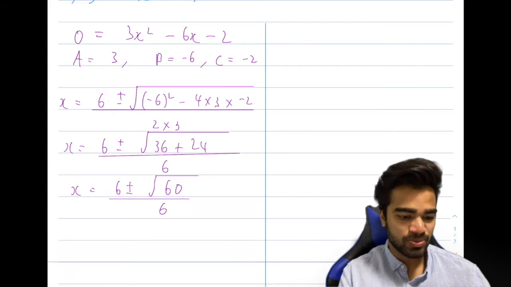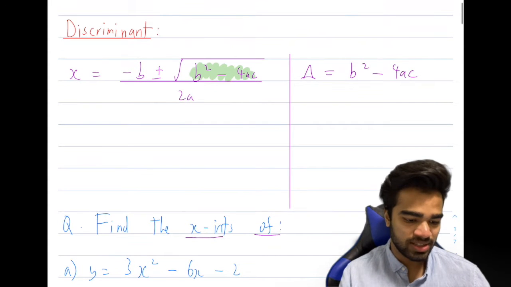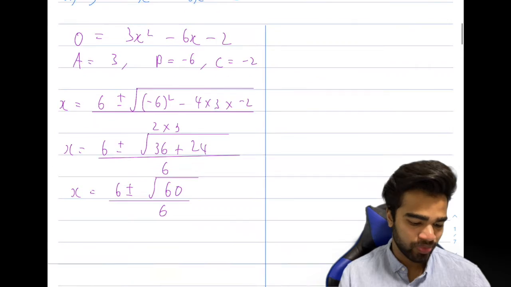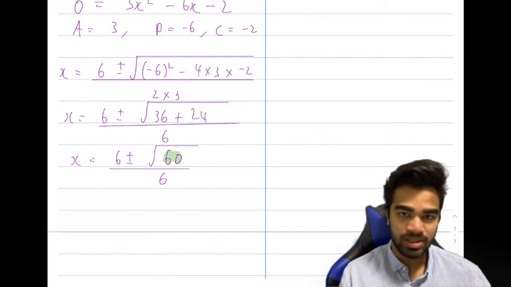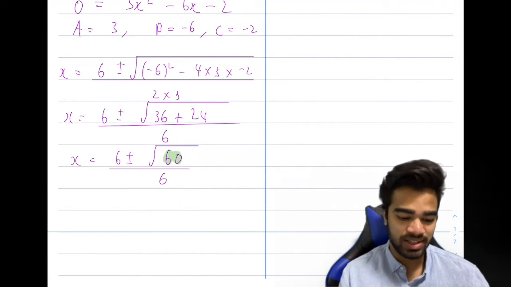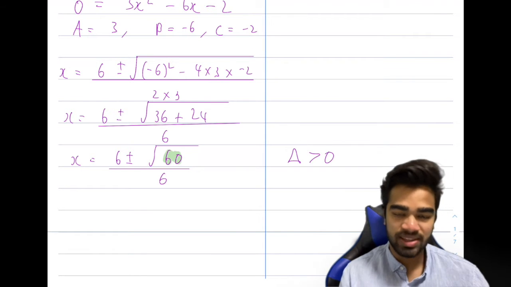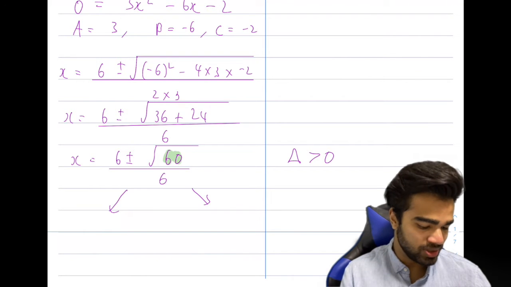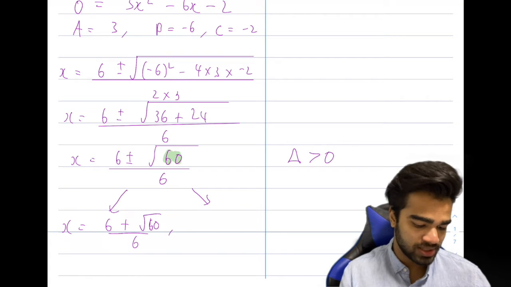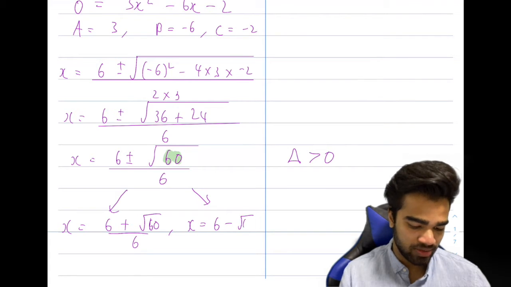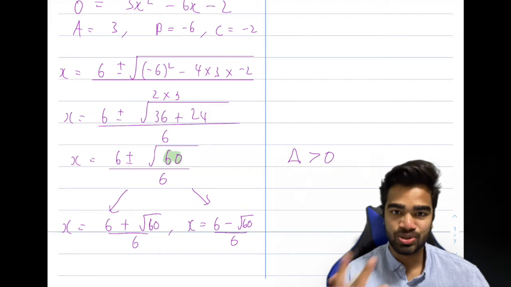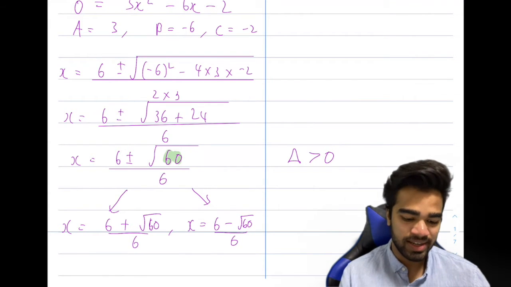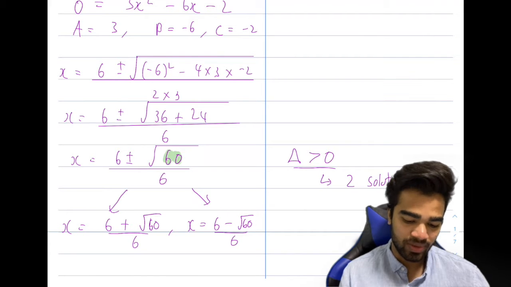Okay. What do you notice? Which part is our discriminant? Like I said, the discriminant is the part that's inside the square root. So our discriminant, in this case, is 60, right? So if our discriminant was bigger than 0, how many solutions do we have? Well, if we split this up, there were two solutions. x is equal to 6 plus root 60 over 6, and x is equal to 6 minus root 60 over 6. So you've got two solutions. So pretty much the rule is this: if your discriminant is bigger than 0, you're going to have two solutions. Okay, so that's one rule.